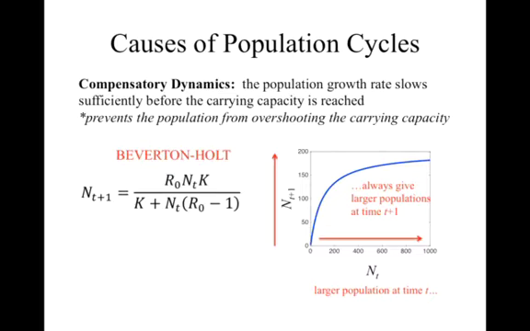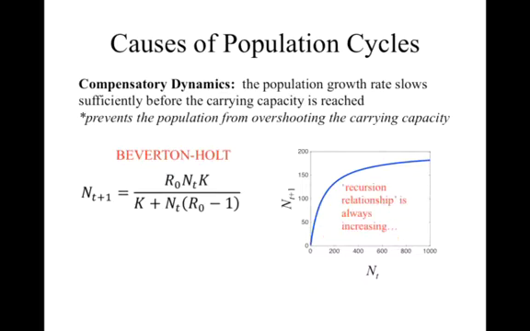So if I put in 400 at time t, I'm going to get a bigger number at time t plus 1. Then if I put in 800, I'm going to get an even bigger number at time t plus 1. So basically that relationship between the number of individuals in the population now and the number in the future always increases.